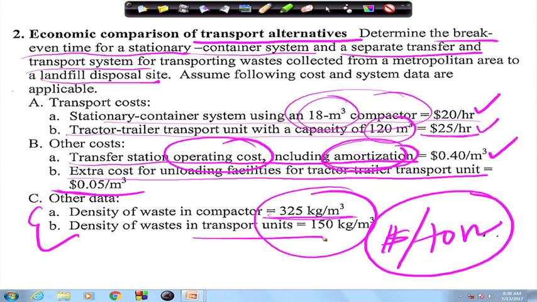In the big trailer transport unit, it is 150. So it's much less compared to the compactor. It's less because in the trailer unit, you don't want to compact it too much, because if you compact it too much, if you have looked at the transportation sector a little bit, probably you know that there is a limitation of the weight of any truck. When you are driving on any highway, you see those weighing bridges.